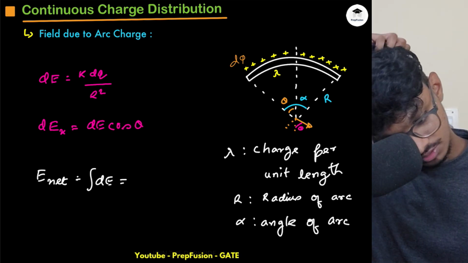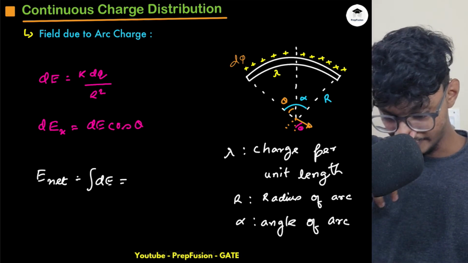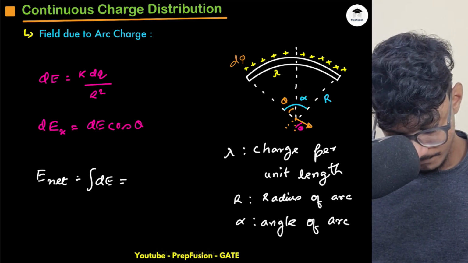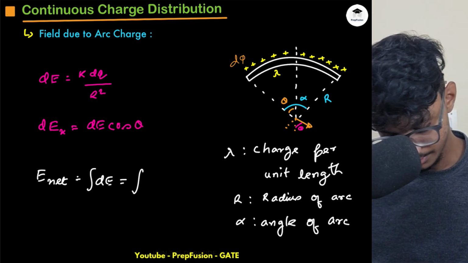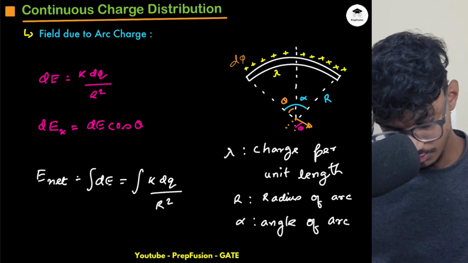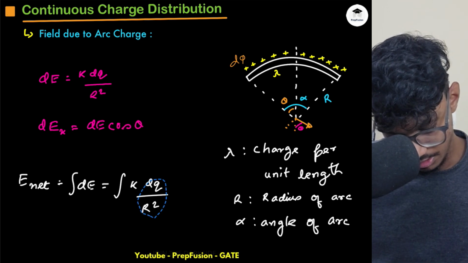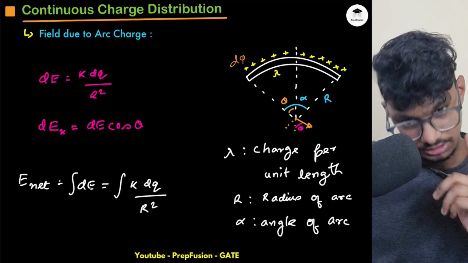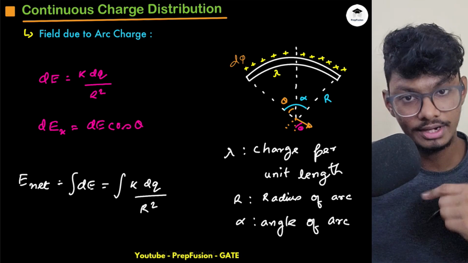So what is cos theta? Cos theta depends on this arc angle, alpha, right? So basically this time it is k dq by r square, and I will integrate. What else can I do? r d theta, right? dq actually. What is dq? How can I define dq?